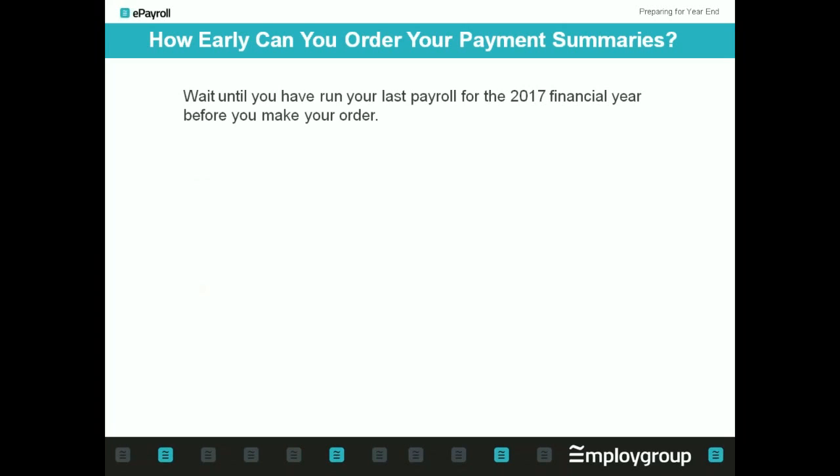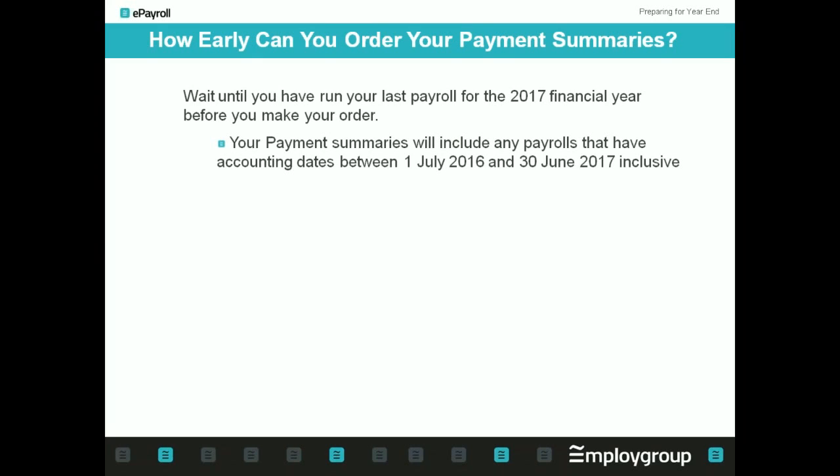How early can you order your payment summaries? You need to wait until you've run your last payroll for the 2017 financial year before you make your order. So that's really important. Every year we do have some clients who put through their order a little too early, and we find that they still have a payroll to process for this financial year. So it's important that you make sure that you don't have any more payrolls to run for this financial year, or you'll run the risk of your payment summaries being produced without that last payroll being included, and you may need to do payment summary amendments yourself.